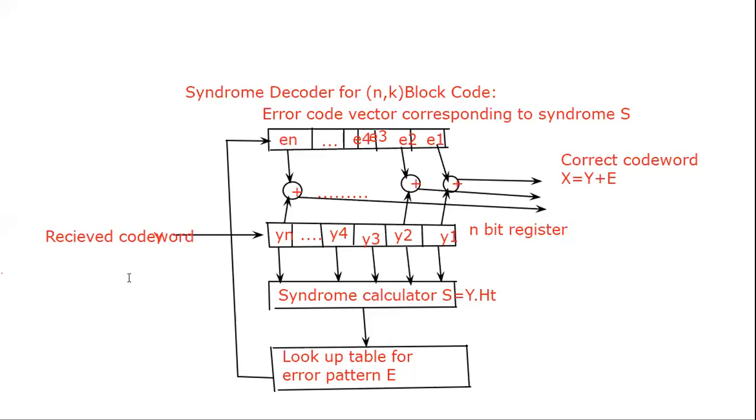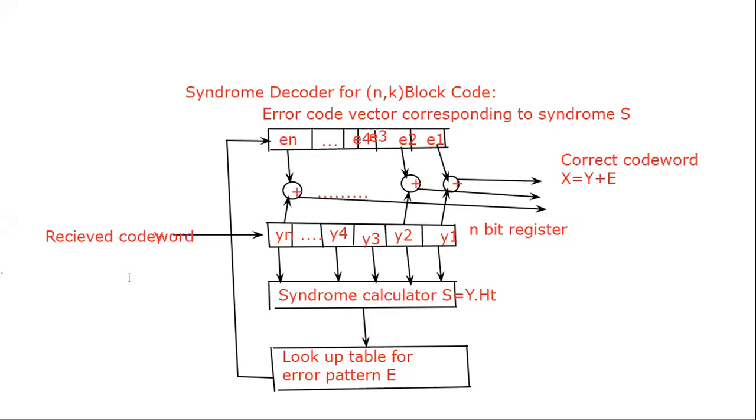So suppose if you want to write the theory points for this, first you have to write like this. First, the received code word is stored into the n bit register. By multiplying with the H transpose matrix, you will get the syndrome. After getting the syndrome, to find the error pattern, you have to look at the H transpose matrix. Based on that, you will get the error code vector, and this error code vector undergoes XOR operation with the received code vector to get the correct code vector. That's it. Like that you have to write.